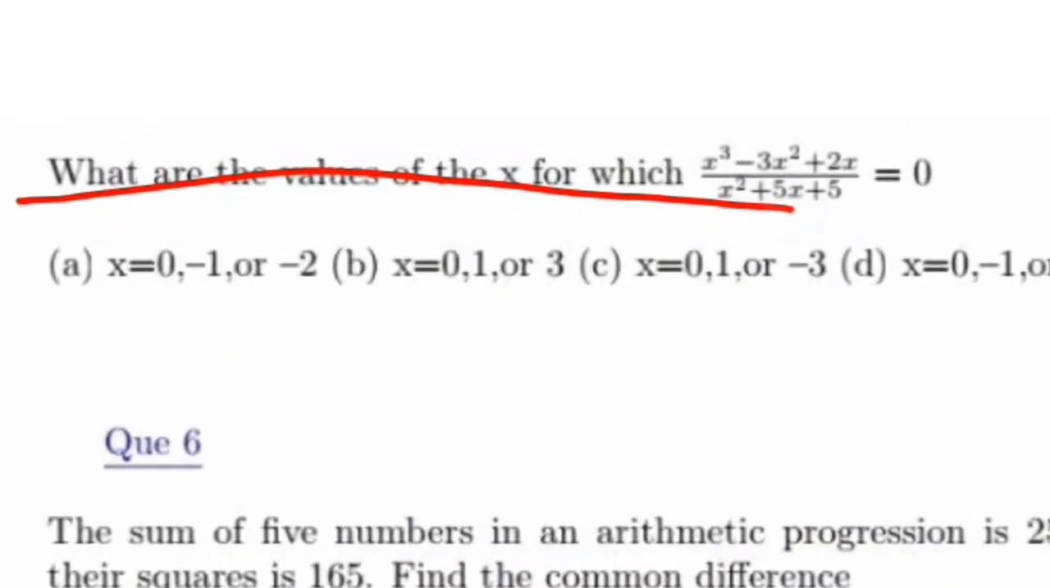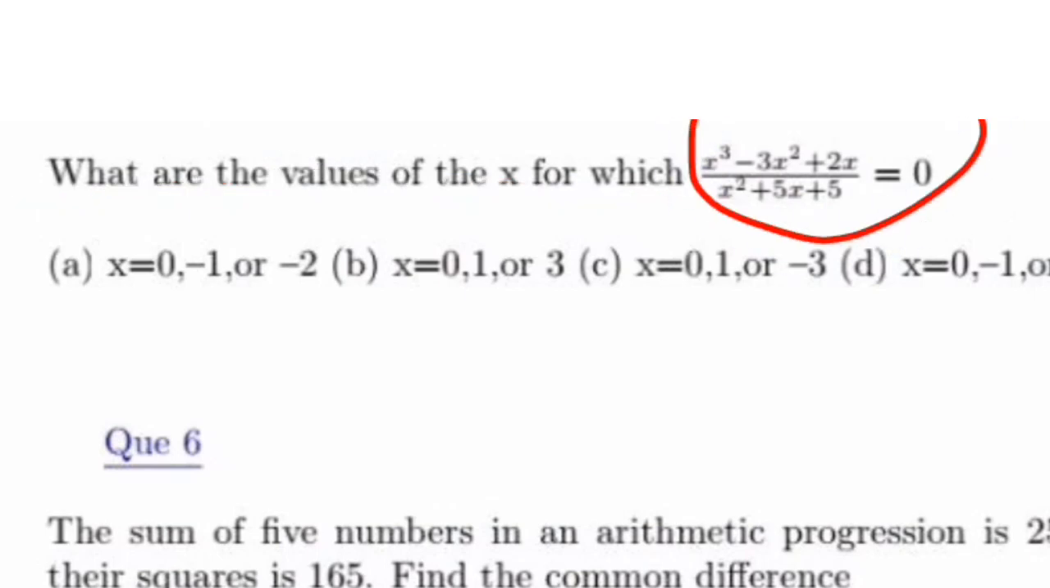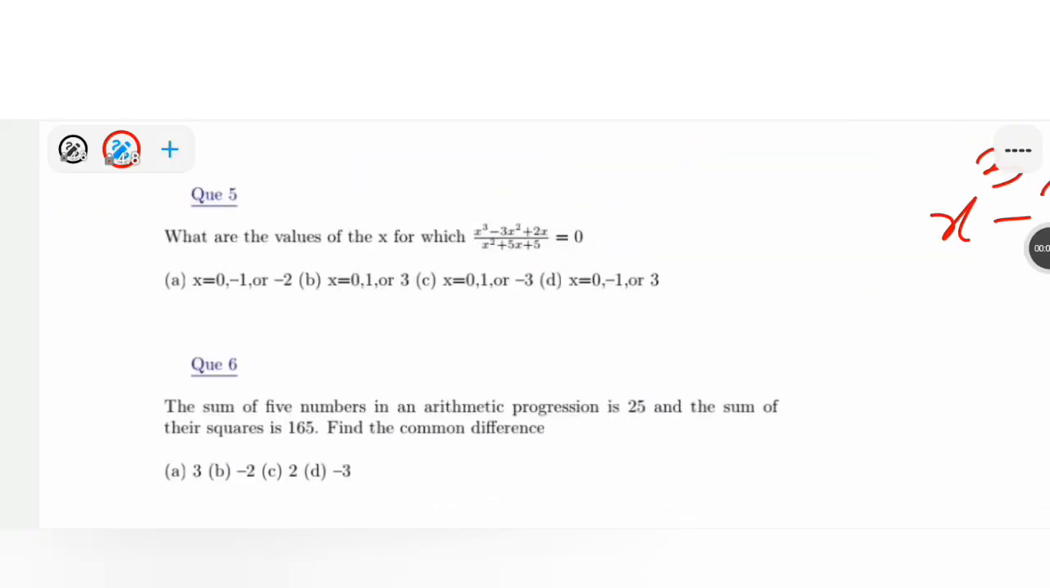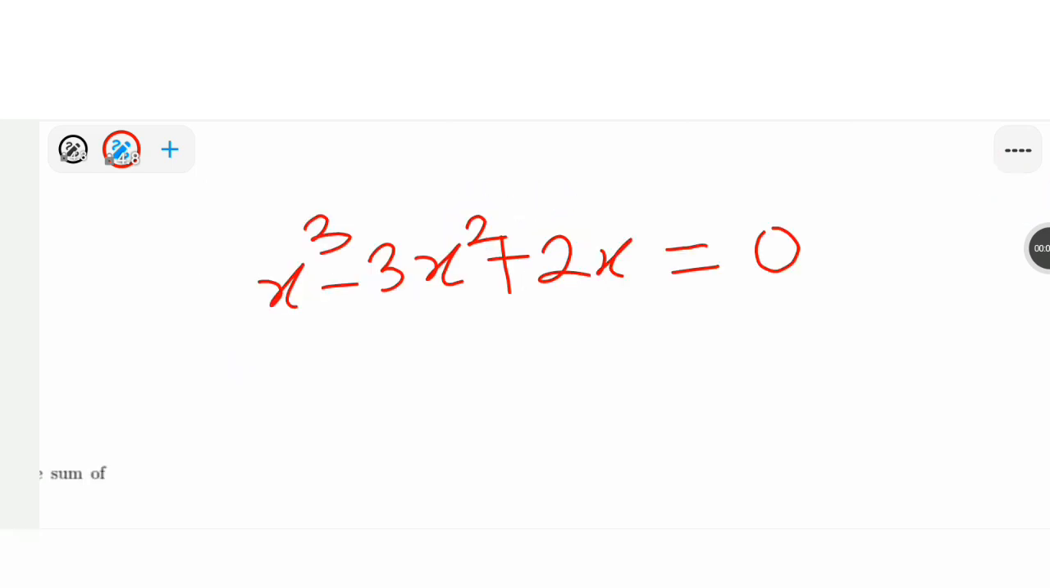What are the values of x for which this equation is equal to 0? Okay, so when you see equals to 0, you just equate the numerator, that's the top, to 0. If they say undefined, you have to equate the bottom part to 0. So since they said equals to 0, we just equate this top to 0. So this is it right here. We have equated the numerator to 0. You can see that x is common, so you can factorize your x and bring that out.